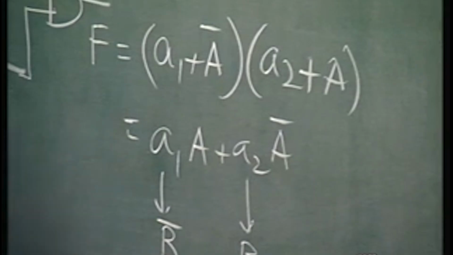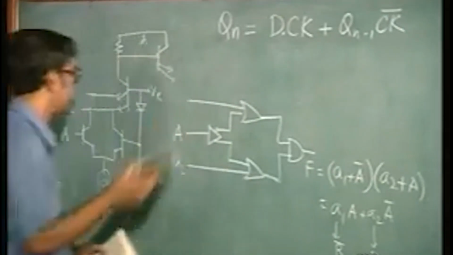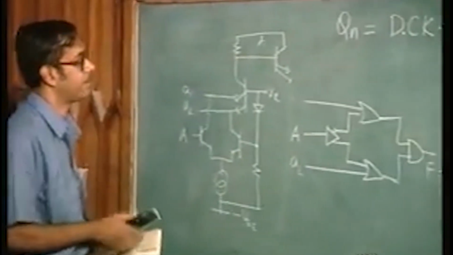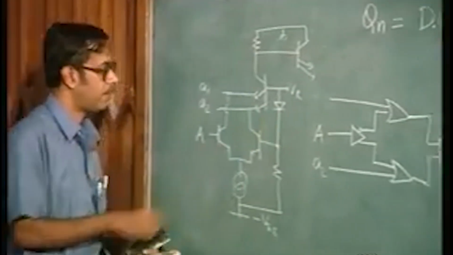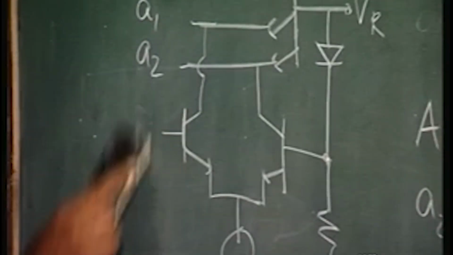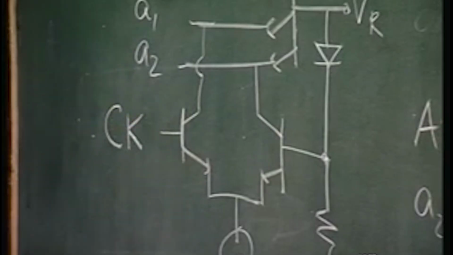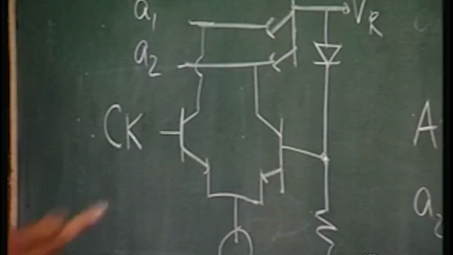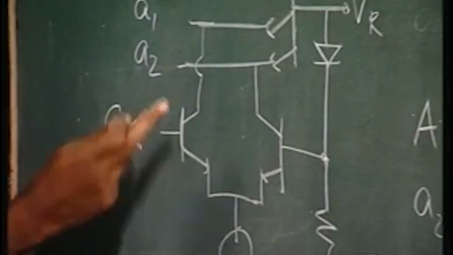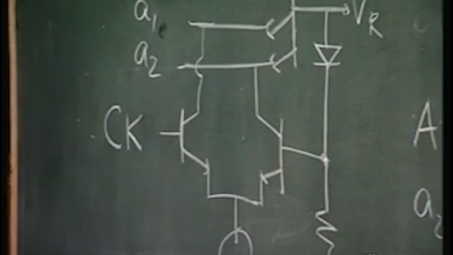So, I shall just draw the circuit. I can just modify this circuit here maybe, on the blackboard. This A, we will come back to this circuit. So, here instead of A you have clock, and then what about the A1, small a1 is going to be D, isn't it?